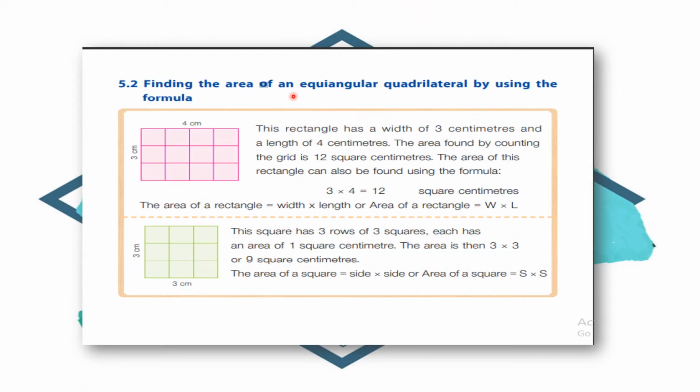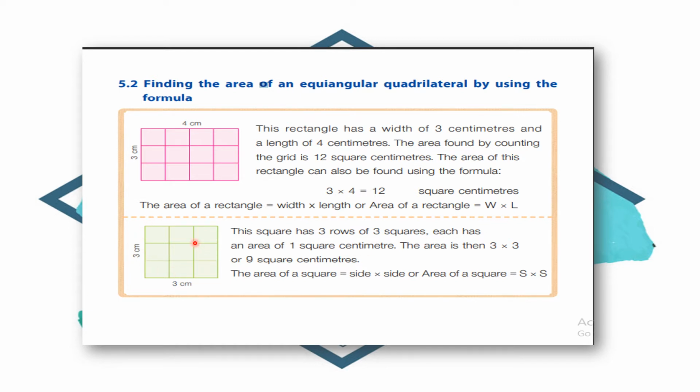So, finding the area of an equiangular quadrilateral by using the formula. As you see, this rectangle has a width of 3 centimeters and a length of 4 centimeters. So the area found by counting the grid is 12 square centimeters. The area of this rectangle can also be found using the formula. You are going to multiply 3 centimeters times 4 centimeters is equal to 12 square centimeters. So the area of a rectangle is equal to width times length.